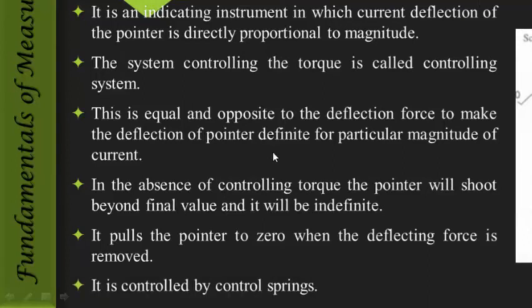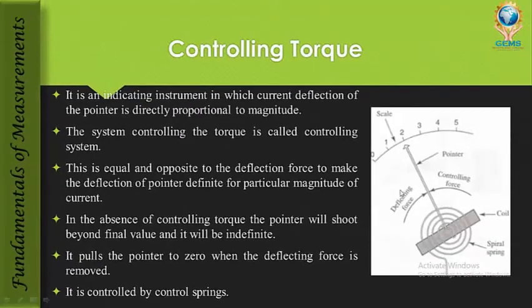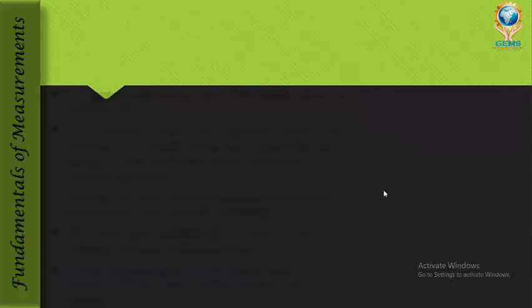So far we have seen deflecting torque. Deflecting torque is the one which makes the pointer move, and controlling torque is the one which makes the pointer stay at a definite point or in a definite state, and it also restores the value to 0 when the input is removed. And the last one is damping torque.